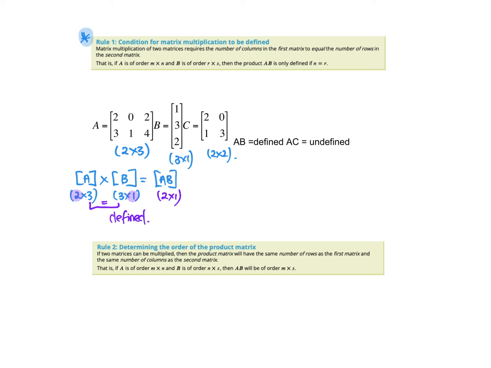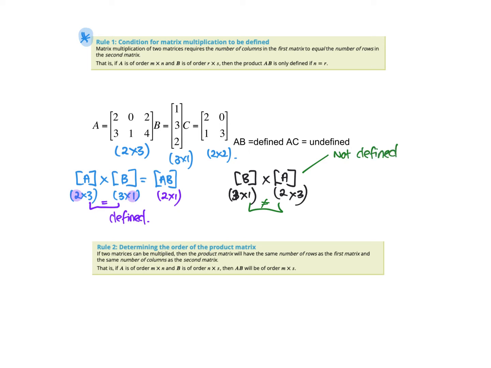Okay, if we looked at B times A, underneath B is a 3 by 1 and A is a 2 by 3. Now because this is not equal, that one is not possible, it's not defined. So we'd say not defined.